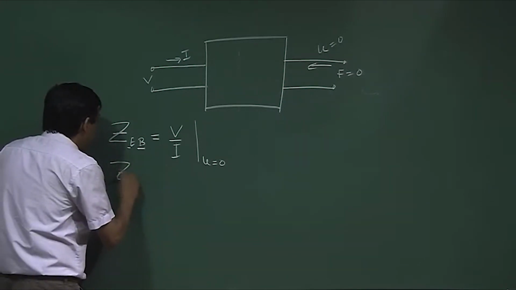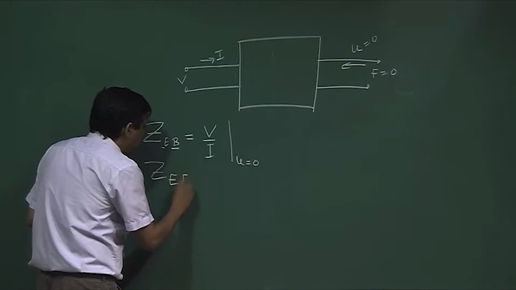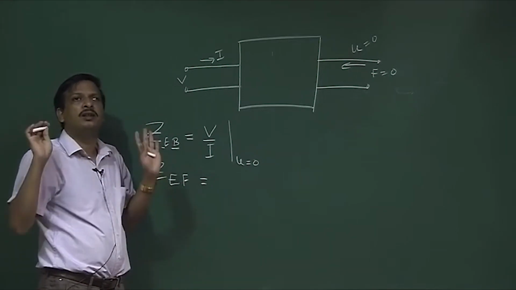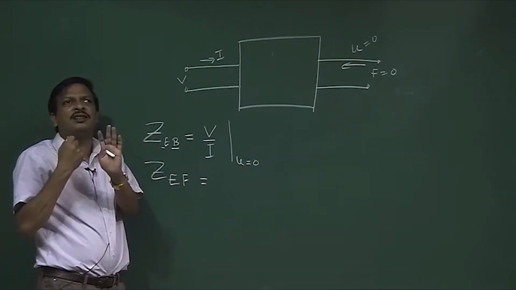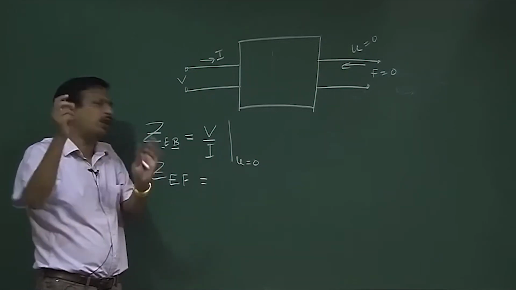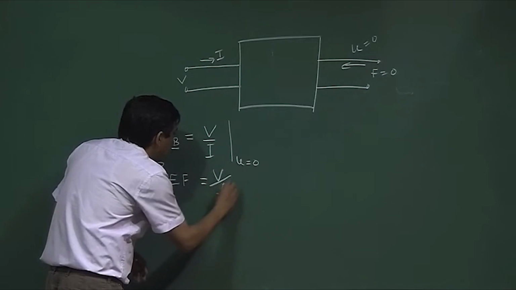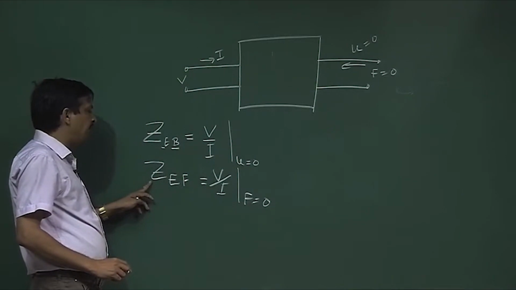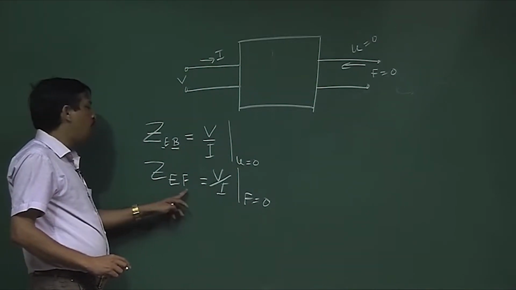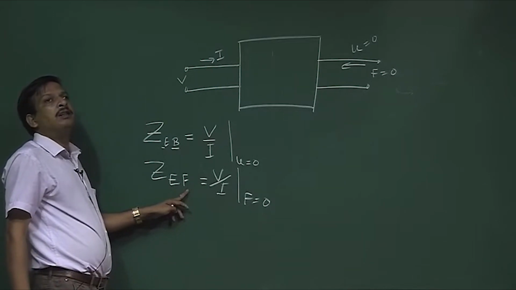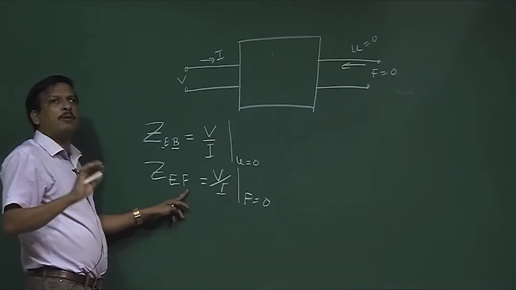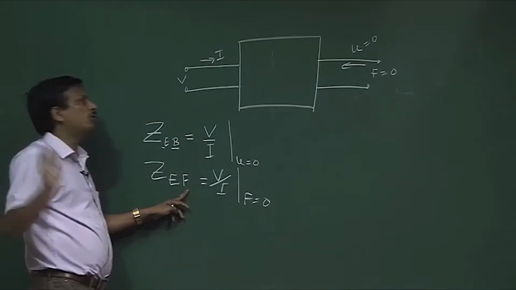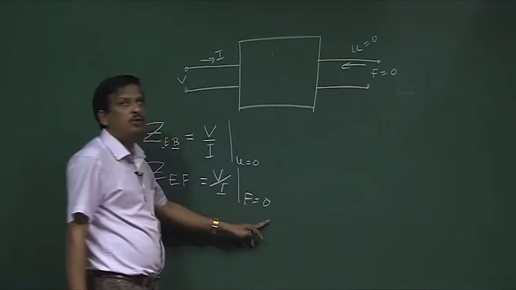Then there will be ZEF, when the motion is allowed, free motion, and there is no mechanical force resisting it or stopping the motion. So, it is free in motion. That means V by I when F equal to 0. ZE is the electrical impedance when the mechanical side is free, meaning there is nothing acting on the diaphragm, nobody stops the diaphragm from vibrating. So, it is free from applied force, this force is not there. So, F is equal to 0.